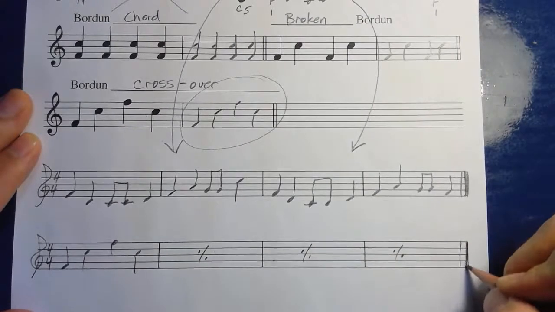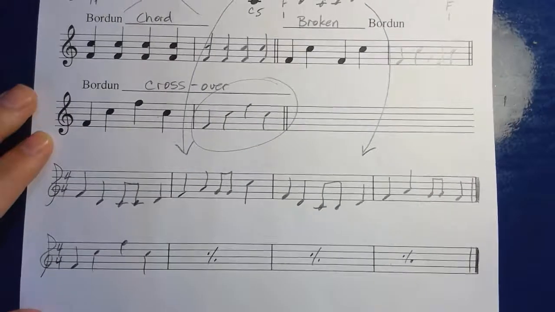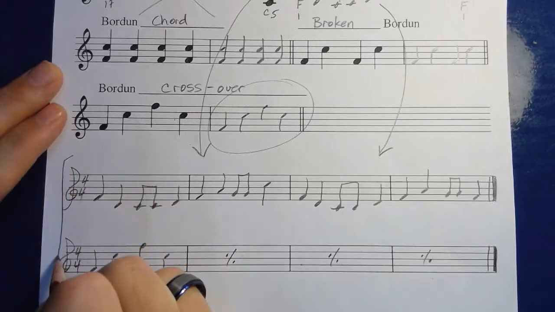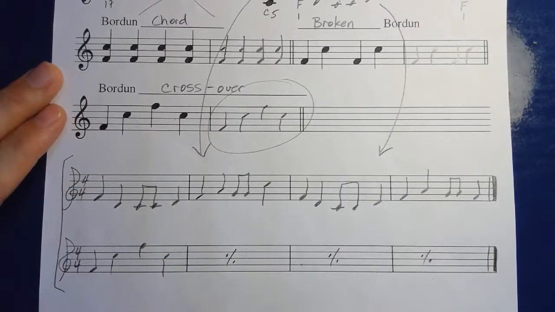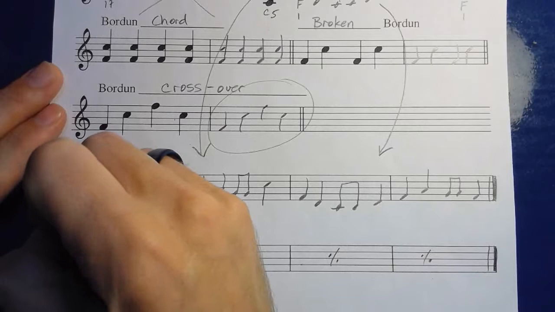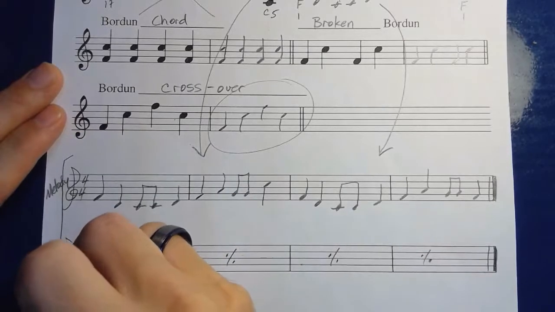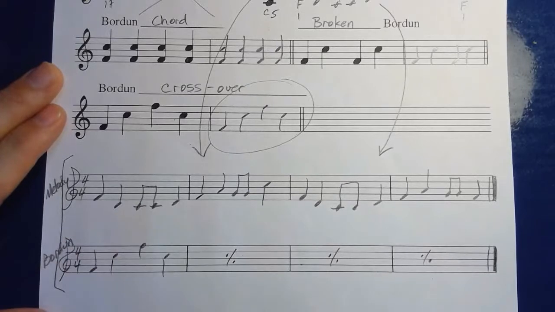my final bar, and I need to say that these two lines go together. So I'm going to write a brace. I will label this melody and this one Bourdon. And there we have a two-part pentatonic composition, antecedent and consequent phrase, with a Bourdon accompaniment.